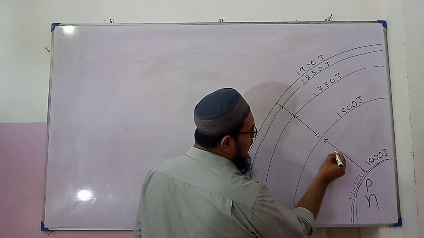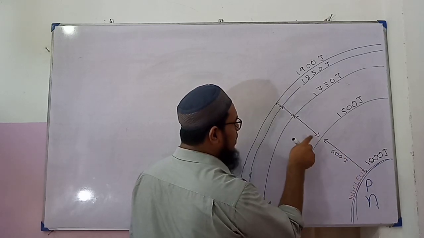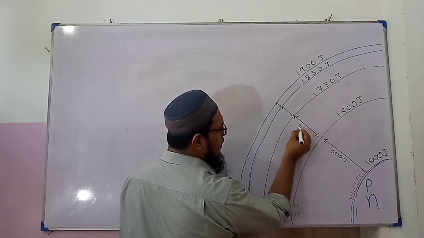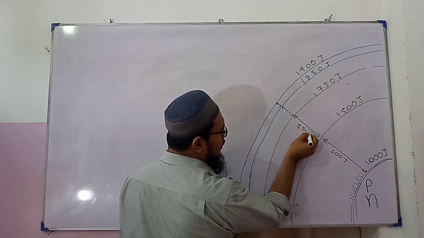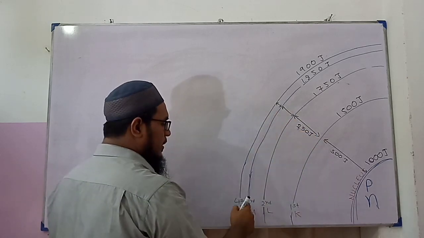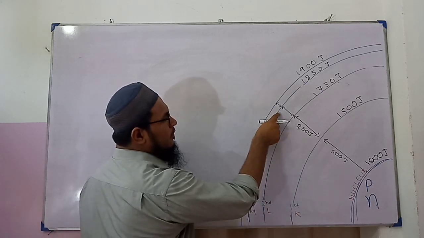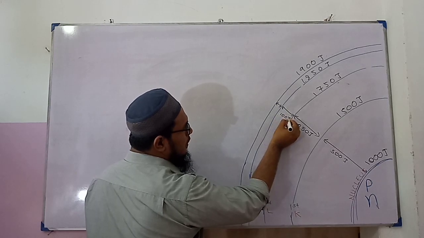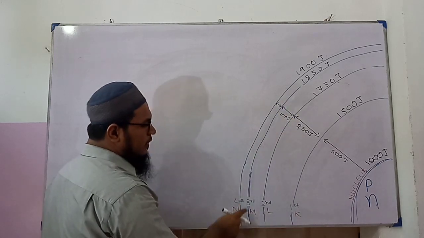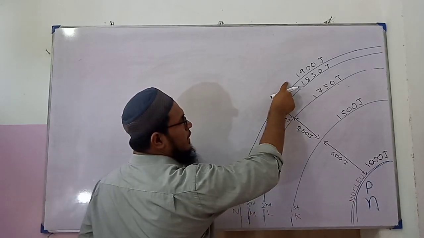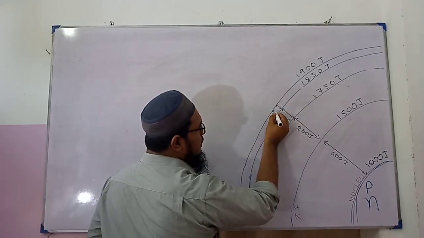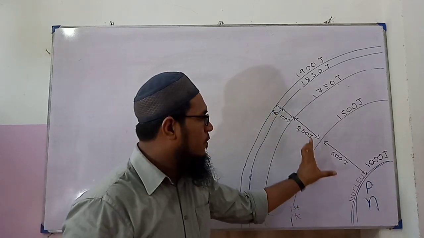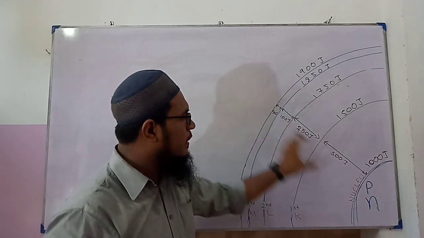1500 minus 1000, it is 500 joules. The energy gap between the first energy level and the second energy level, 1750 minus 1500, 250 joules. The energy gap between the third energy level and the second energy level, 1850 to 1750, 100 joules. The energy gap between the fourth energy level and the third energy level, 1900 to 1800, it is 50 joules. So you can see clearly that the energy gap is slowly reducing.